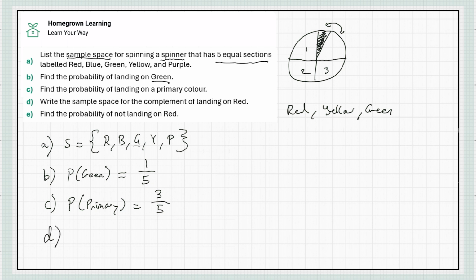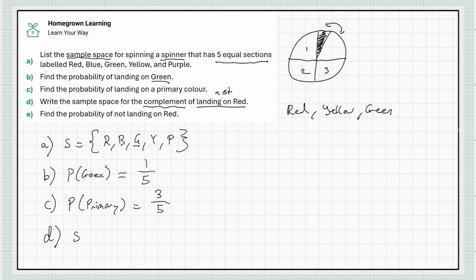Okay, what is the sample space for the complement of landing on red? Now this is a bit tricky because it's worded in a very confusing way, but a complement is actually a very common thing we talk about in probability. So basically, any event like landing on red has a complement, and the complement is not landing on red. So when it's asking for the sample space of the complement of landing on red, it's asking for all the possible outcomes that are not landing on red.